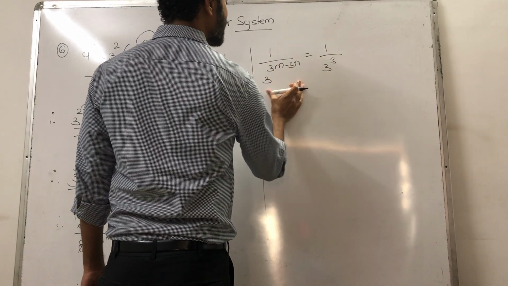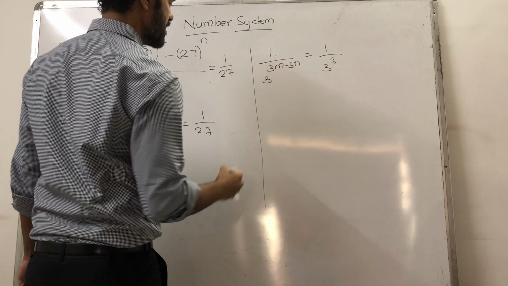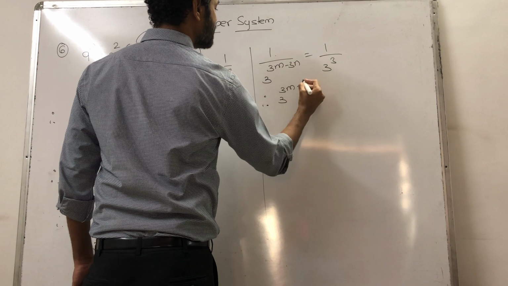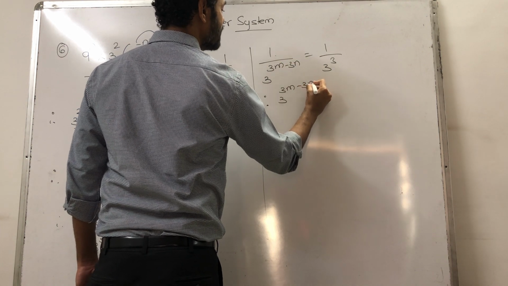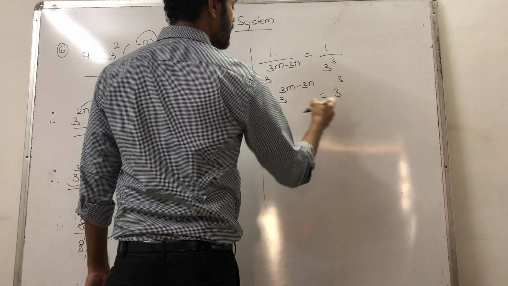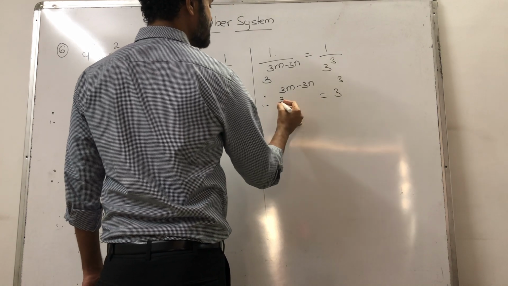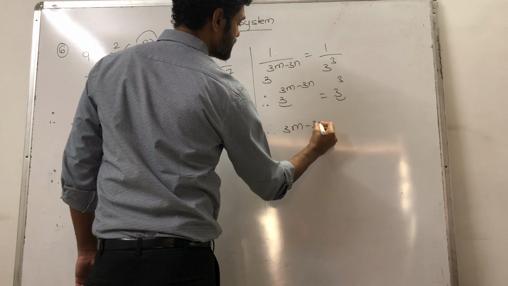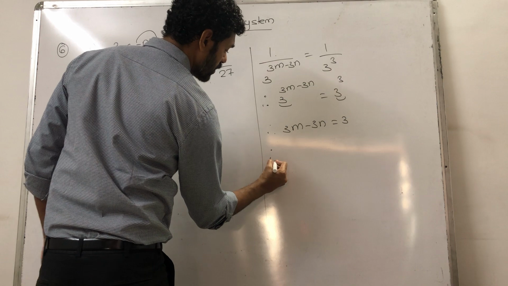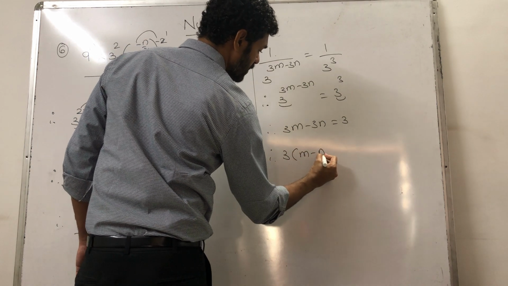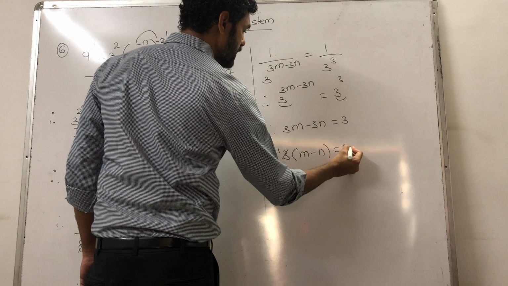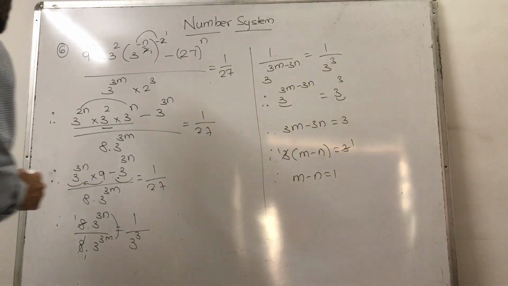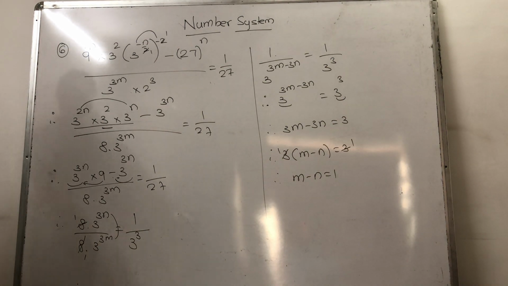Now we have this fraction equal to this, but we notice the numerators are same. If the numerators are same, we can conclude that the denominator is also same. So I write 3 raised to 3m minus 3n equals to 3 cube. Here the bases are same. If the bases are same, the exponent will also be same. So you can write 3m minus 3n equals to 3. 3 is common in the LHS. Now 3 in the LHS, 3 in the RHS gets cancelled. So you have m minus n equals to 1. That was question number 6.